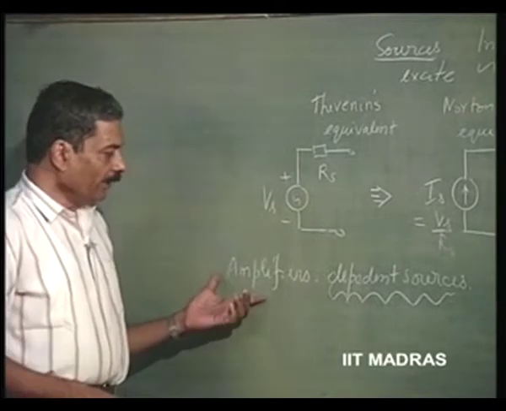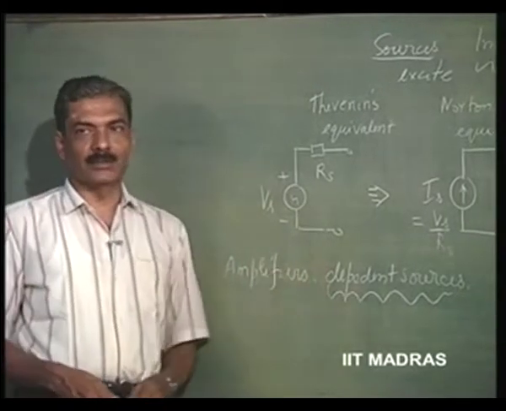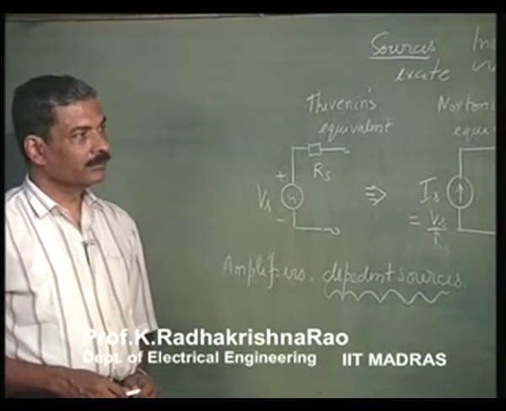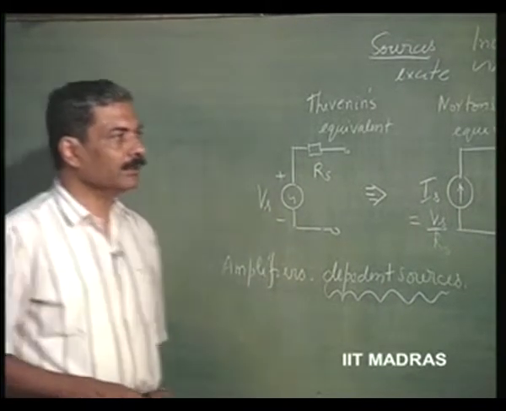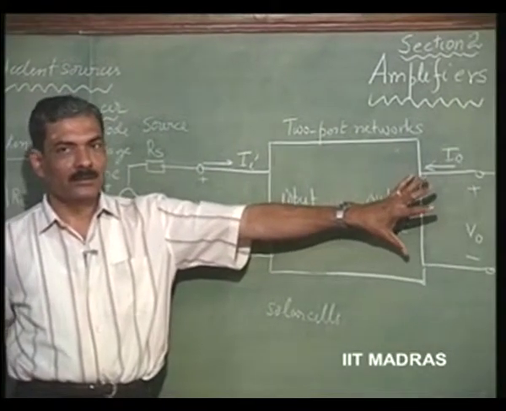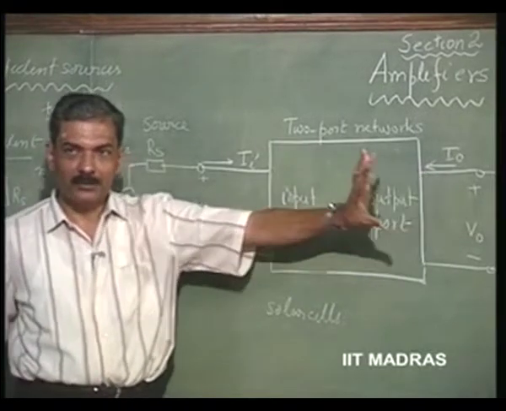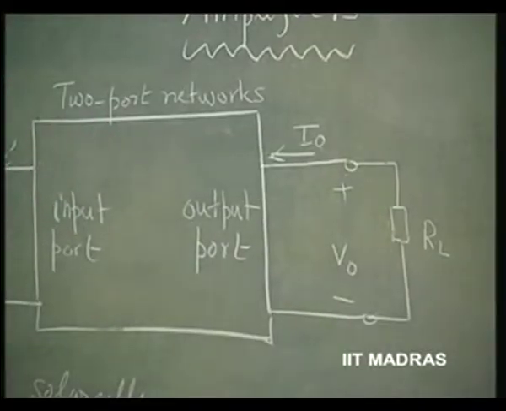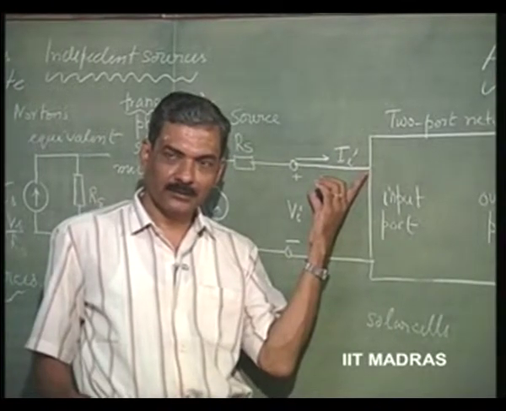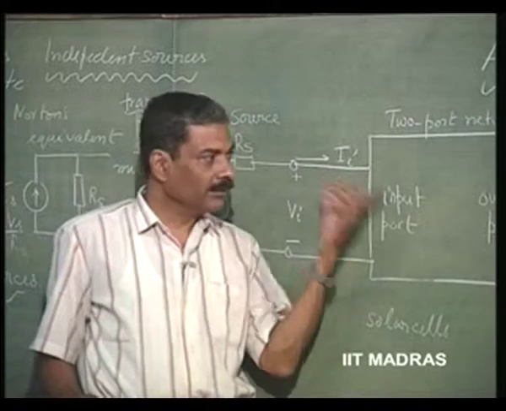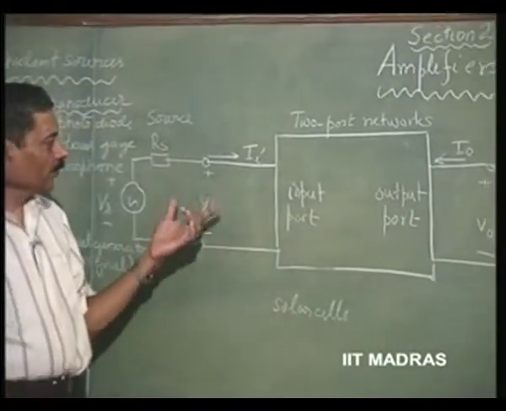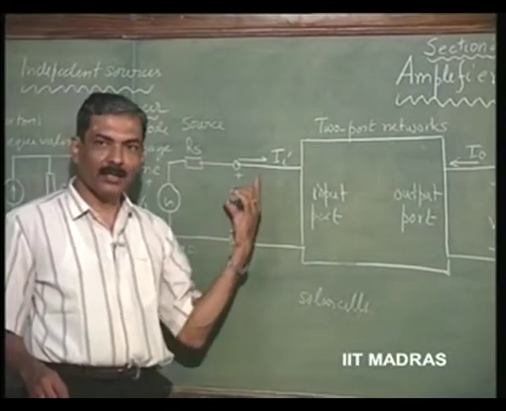So, amplifiers are dependent sources. This is what we have to understand. That is, the output parameter V naught or I naught could be dependent upon V I or I I.